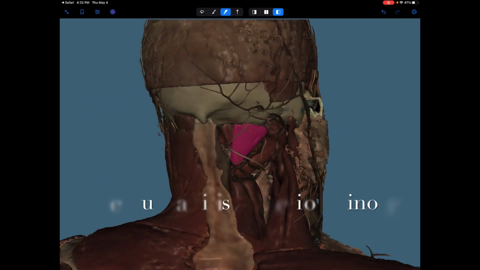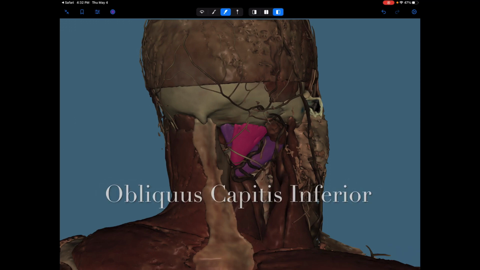Now we also have a rectus capitis posterior minor, and this one is located medial and partly under the rectus capitis posterior major. The origin of that muscle is going to be the posterior tubercle of atlas or C1. The insertion is going to be the medial part of the inferior nuchal line, and the action is the extension of the head.